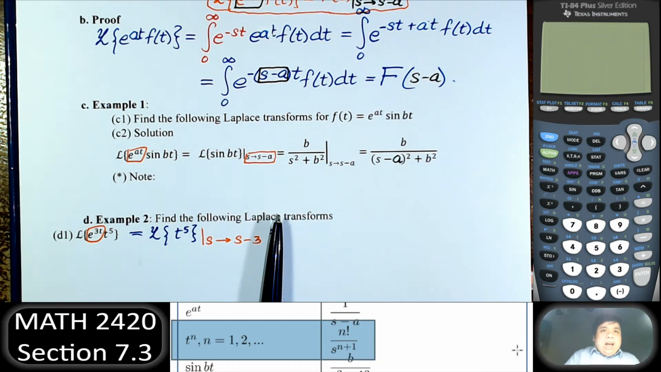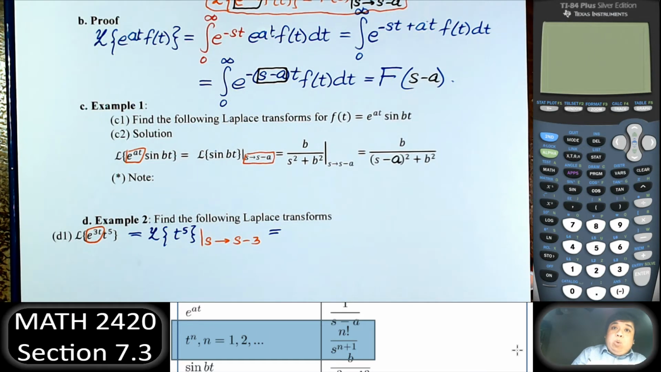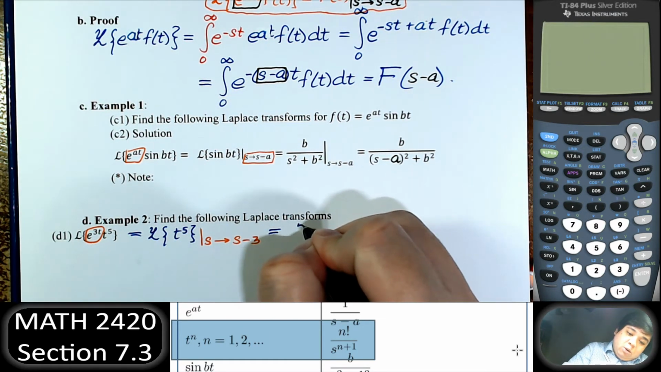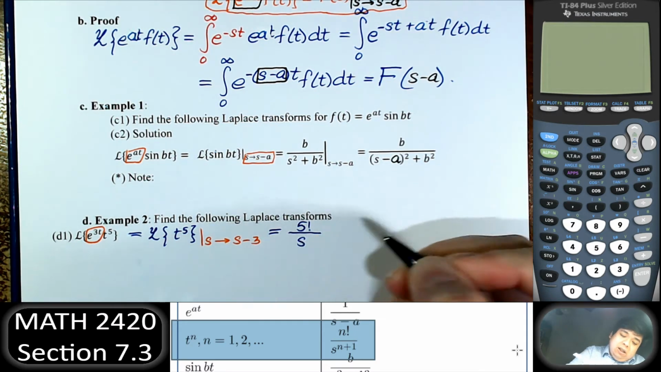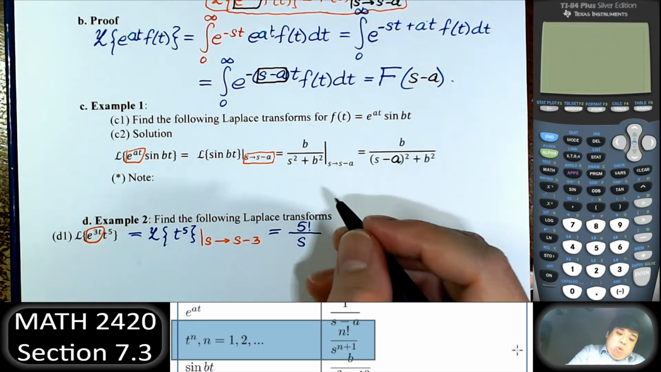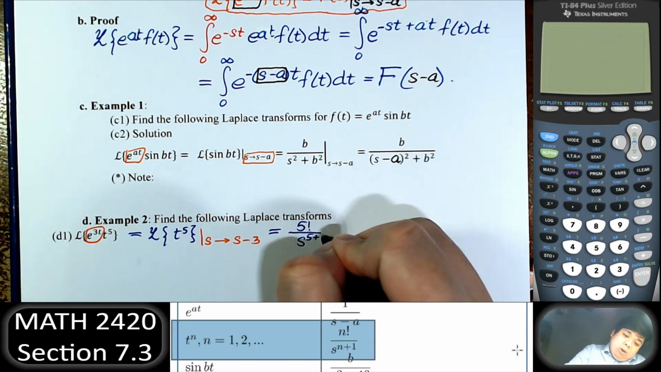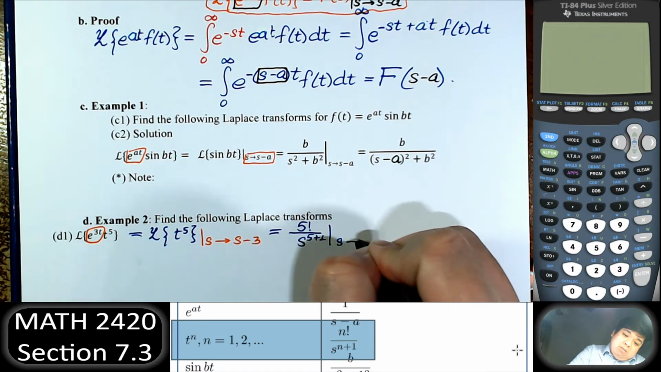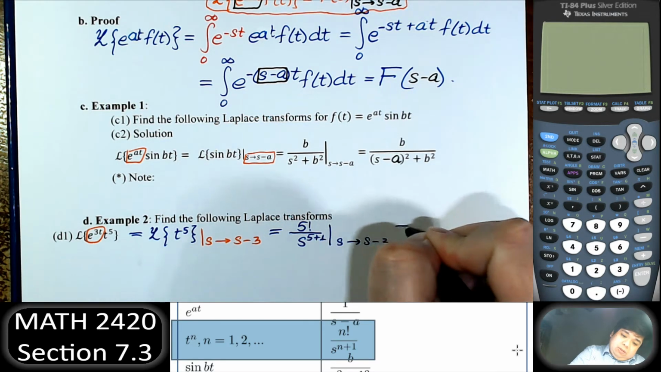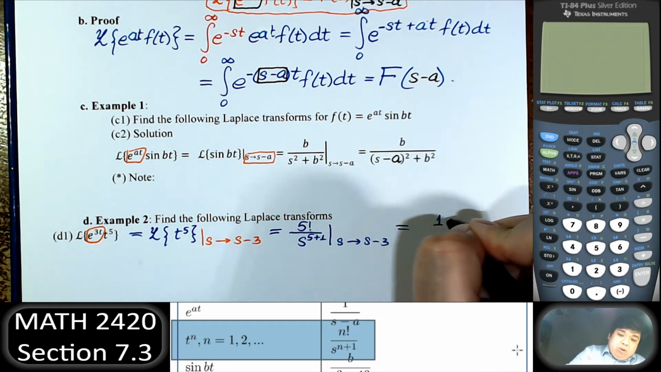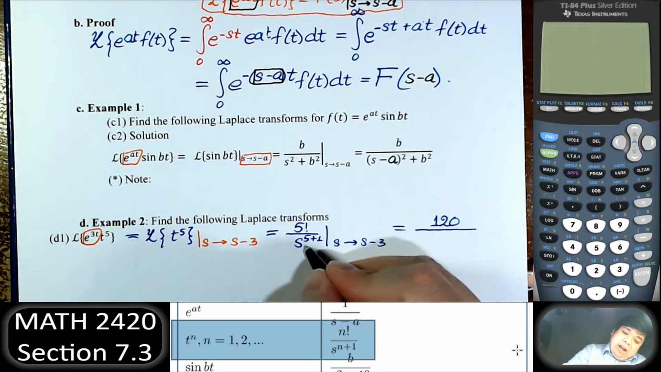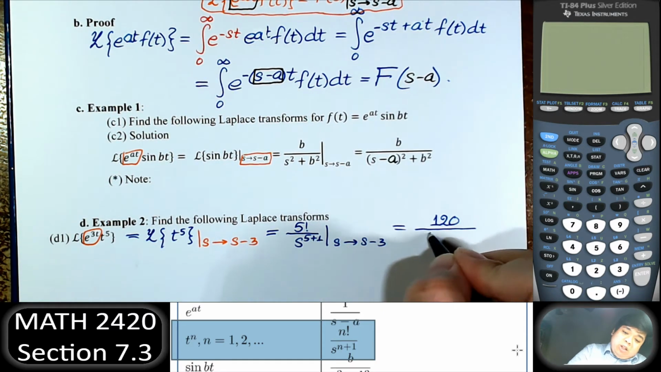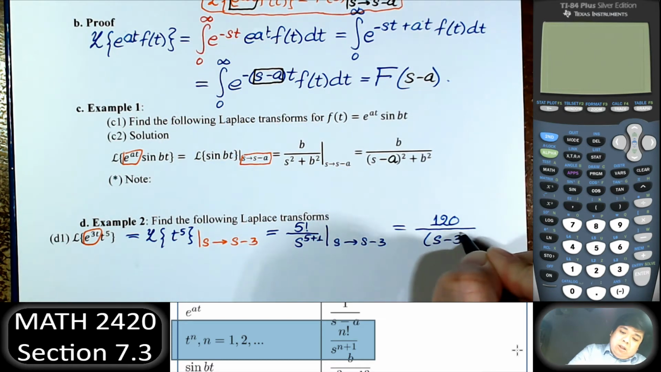Right, when n is equal to 5, so we have t to the 5th, or n is 5, so we have 5 factorial over s to the n plus 1, n is 5 plus 1. Whatever we have, replace s by s minus 3. 5 factorial is 120 over, instead of s we have s minus 3, so we have s minus 3 to the 6.